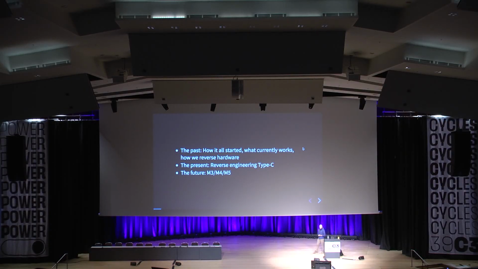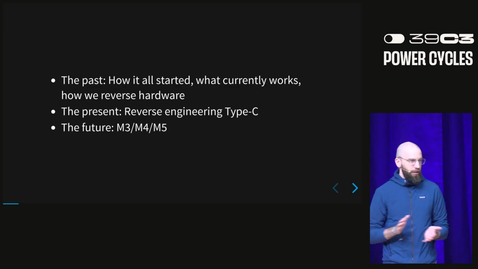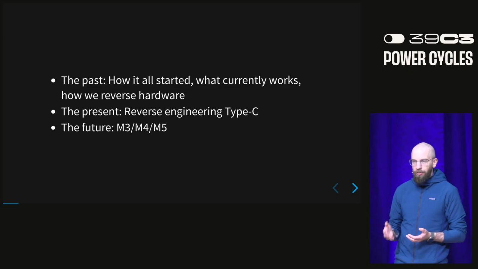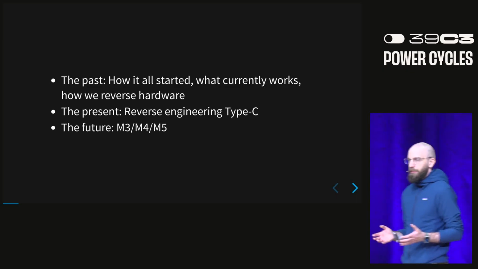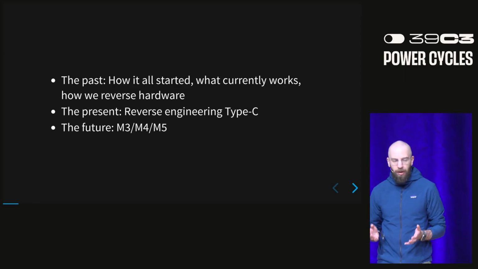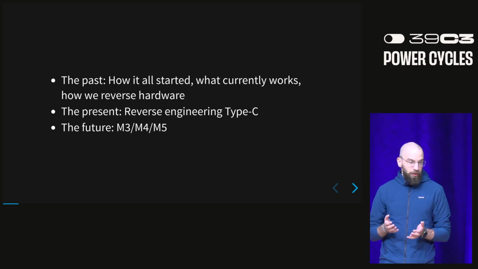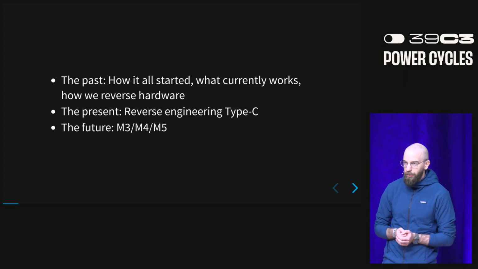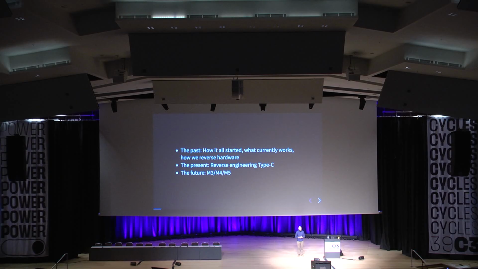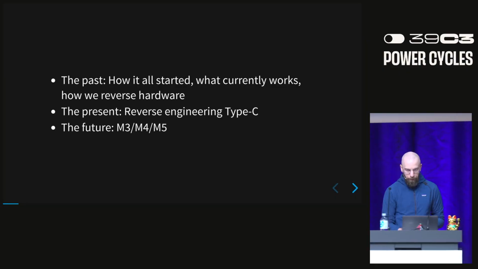I will roughly have three sections. At first, I'll talk about the past a little bit: how the project was started, how all this tooling we have is built, and how we actually reverse engineer hardware. Then in the next section, I'm going to show how I used this tooling to reverse engineer the Type-C ports and build USB support and so on. And then at the end, we have a brief outlook about the M3, M4, M5 chips, which are currently not supported in our project, just to give you a state of things and what our plans are there.